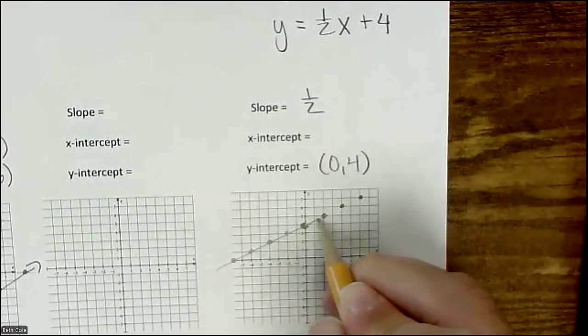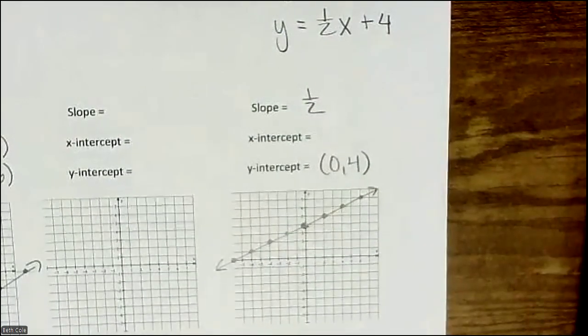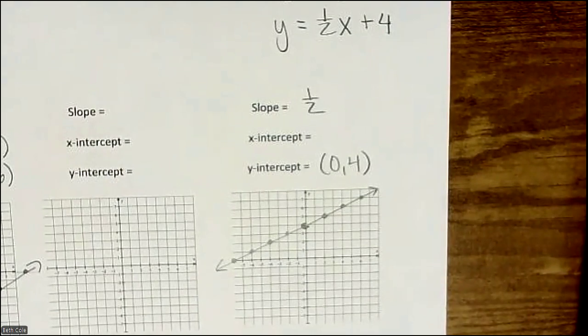And again, if you can count to 2, you can do it. So just keep going. Do all of the points that will fit, because then you don't have to worry if your line gets wonky. If you have all the points on there, it's going to end up being straight.